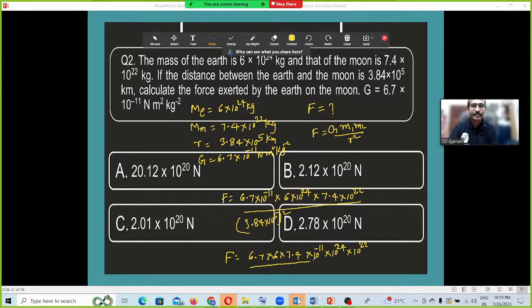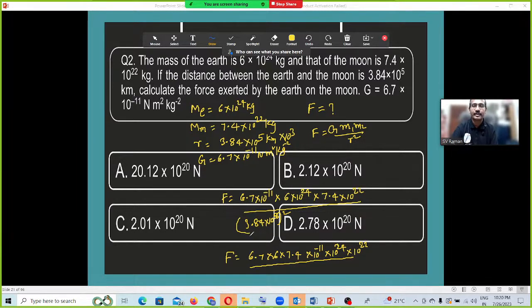by r square, which means 3.84 into 10 power of 5. Here you can see children, this is in newtons, this is in kilograms. So this kilometers we have to convert into meters. So 1 kilometer is how many meters? Generally 1000, which means 10 cube. So we multiply with 10 cube. So finally 10 power 5 into 10 power 3, which is 10 power 8.